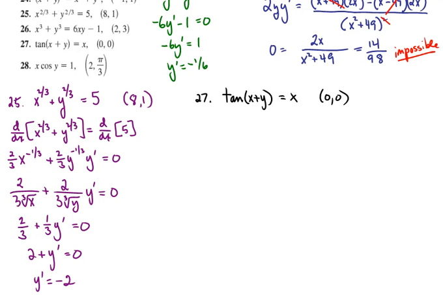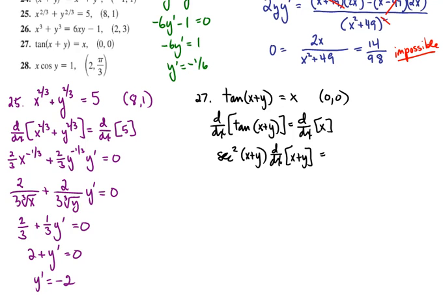With 27, we're looking for the tangent of x plus y is equal to x, and we want the derivative of that at (0, 0), at the origin. So we begin by taking the derivative of both sides with respect to x. And on the left side, the derivative of tangent is secant squared. We'll leave the inside alone, and then times the derivative of the inside. So I'll write a little placeholder there saying I need to multiply secant squared of x plus y times the derivative of x plus y. Then on the right side, the derivative of x with respect to x is just 1.